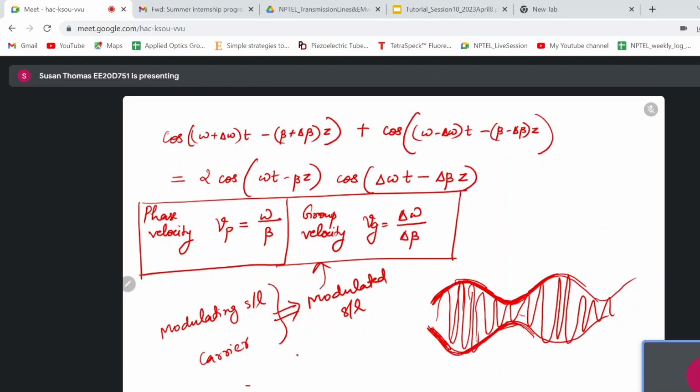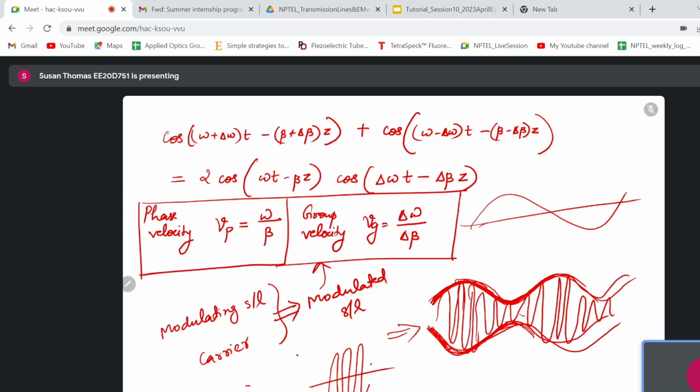Okay, so you have a carrier and you have a low frequency modulating signal. So this is your modulating signal and this is your carrier, and the product of these two gives you the modulated signal, which will have an envelope like this. So the velocity of that modulated signal, or velocity of that envelope, that is your group velocity. So that is the whole idea of group velocity.